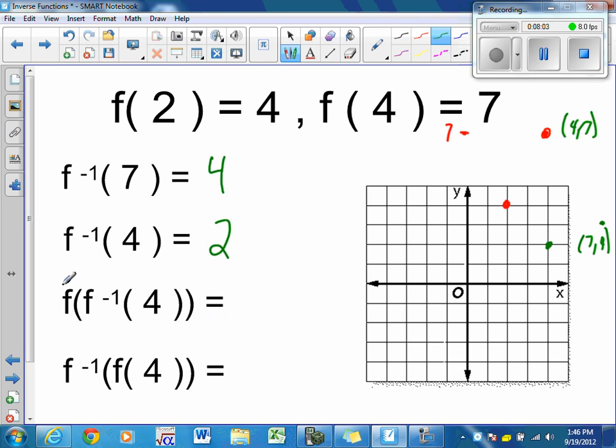Now if we double these up, f of f inverse of 4 is 2. We did that just above. And what's f of 2? 4. They cancel each other out. You reverse it once, you reverse it again. You're right back where you started. So f of 4 is 7. What's f inverse of 7? I did that up here. It's 4. So you can see a function and its inverse just cancel each other out. They're just the opposites.